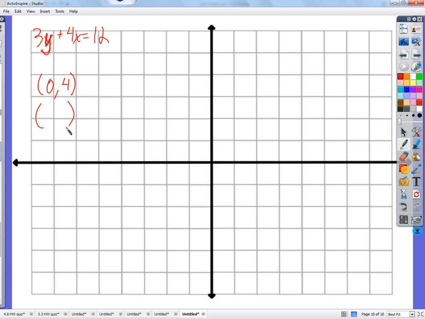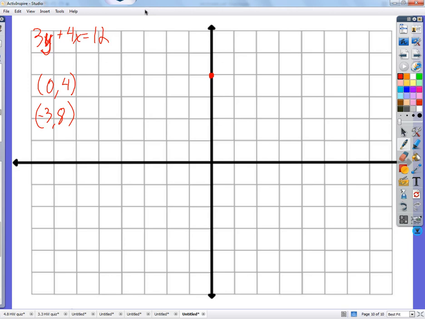1 and 1? 3 plus 4 is 7. Oh, sorry, you're doing 3 times 4. 8 and -3. So that would be 24 minus 9... -12 plus 24. Yeah, that's 12. Okay, so 0, 4.